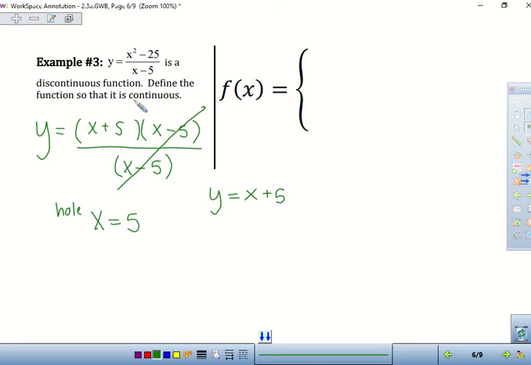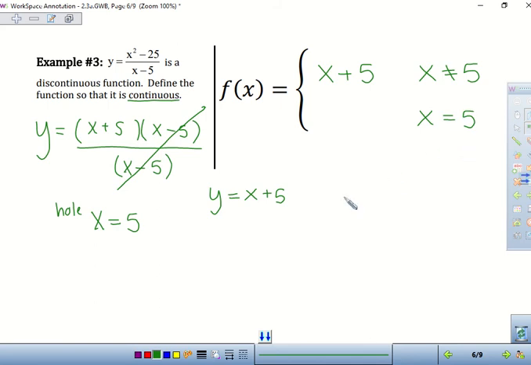So to define our function and make it continuous, here's what we do. We take the part of the function that we just solved for, and we know that this function can exist everywhere except for what x value? 5. Now we need to fill the hole at 5. So we know that at 5 we need to plug that hole. We need to figure out what y value that needs to happen at.